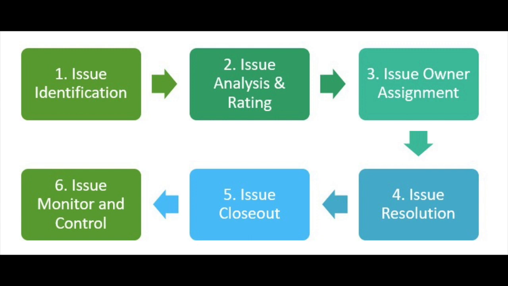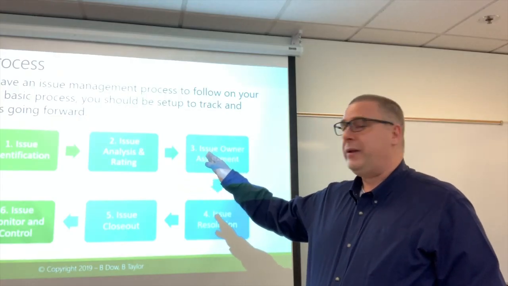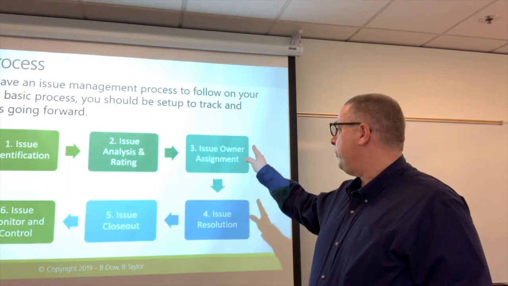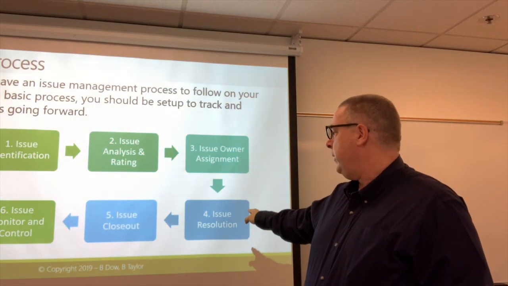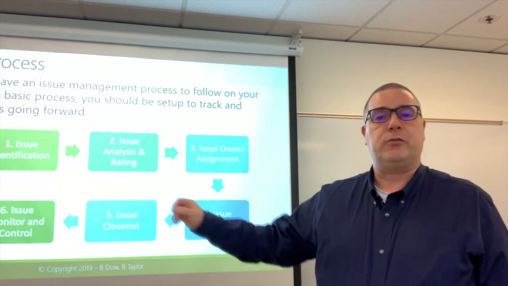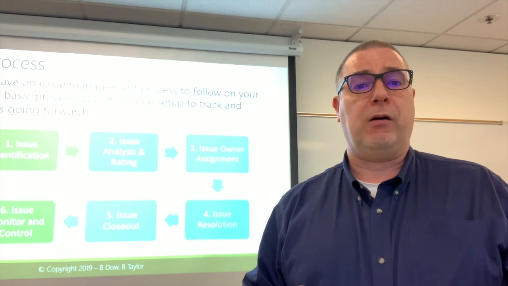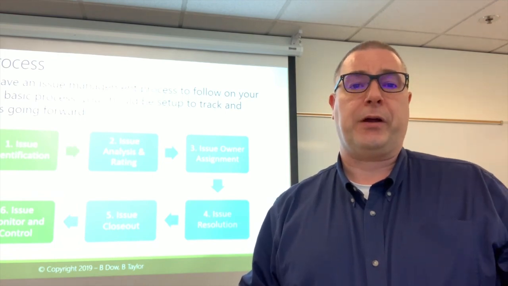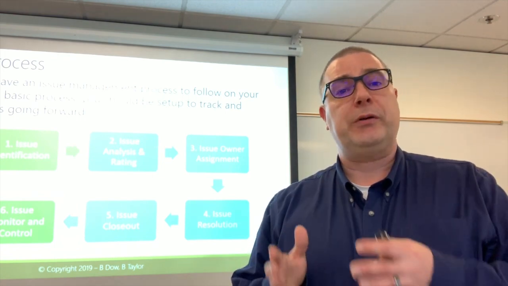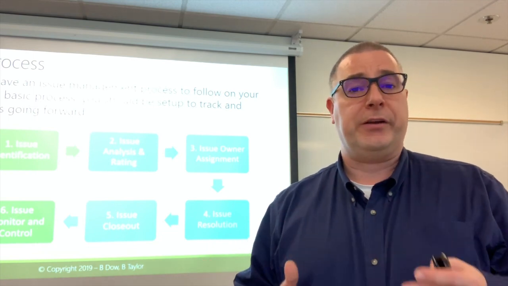Okay, let's look at the 6 steps in the issue management process. Issue identification, issue analysis and rating, issue ownership assessment, issue resolution, issue closeout, and issue monitoring and control. So it's really a 6-step process that you're going to follow as the issues occur on your project. These 6 steps will walk you through how you proactively manage issues on your project.